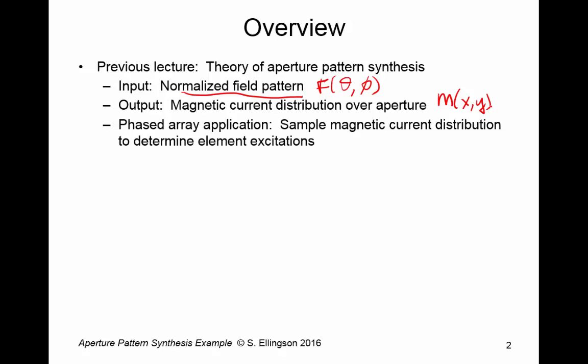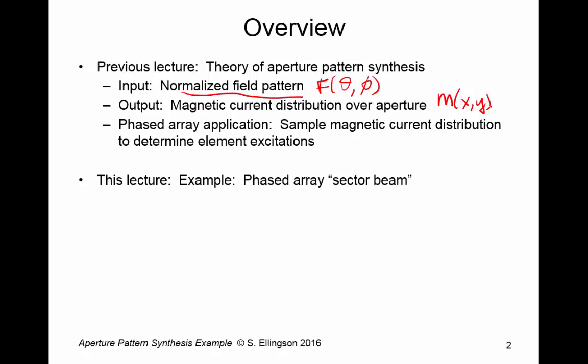I also addressed the phased array application. In the phased array application, we don't have a continuous distribution of currents. We have discrete antennas. But I pointed out that the difference really is not so great because you can represent a phased array by sampling a continuous current distribution. And as long as you satisfy the Nyquist criteria, everything works out fine. In this lecture, I'll present an example of this technique.